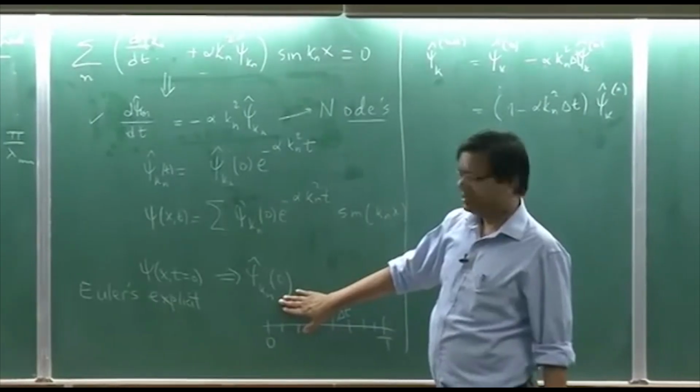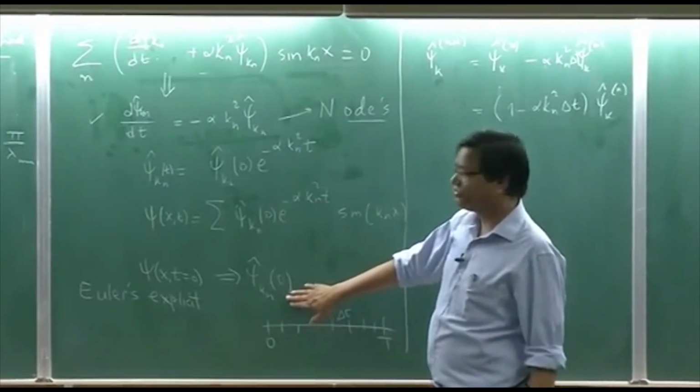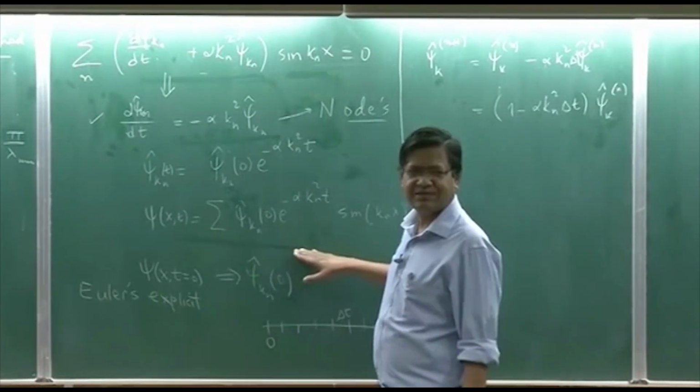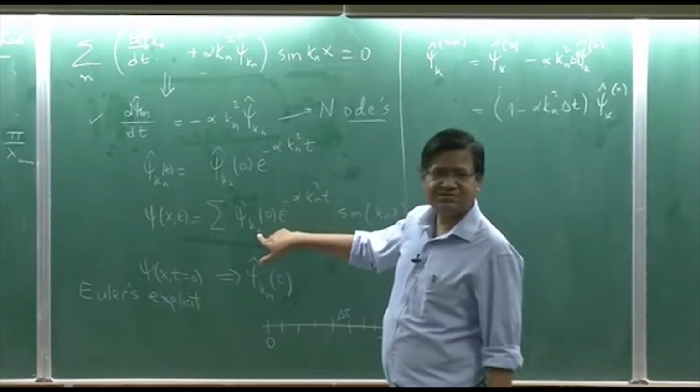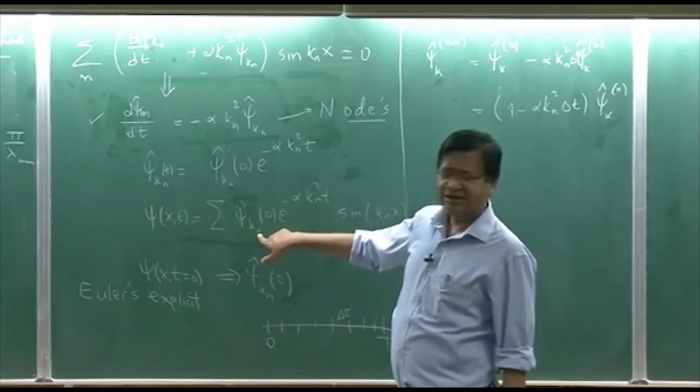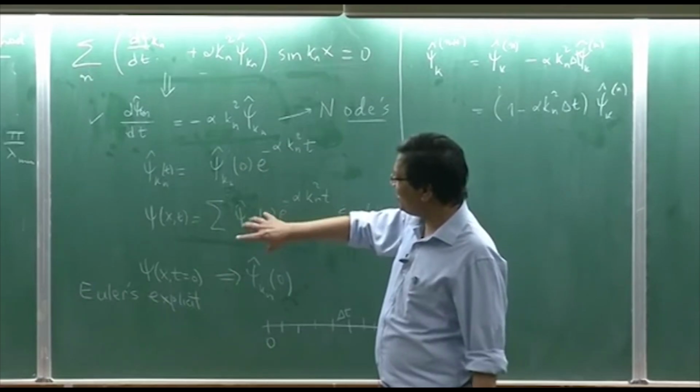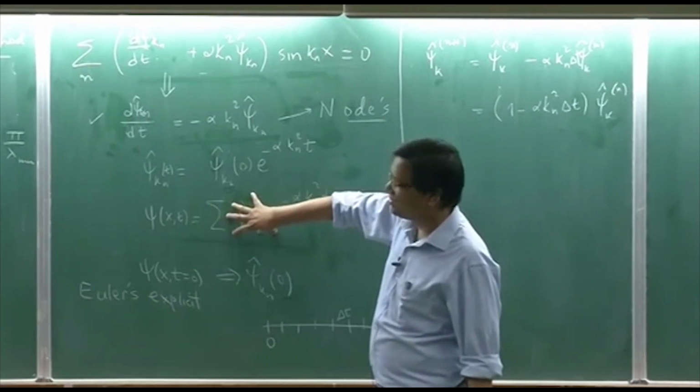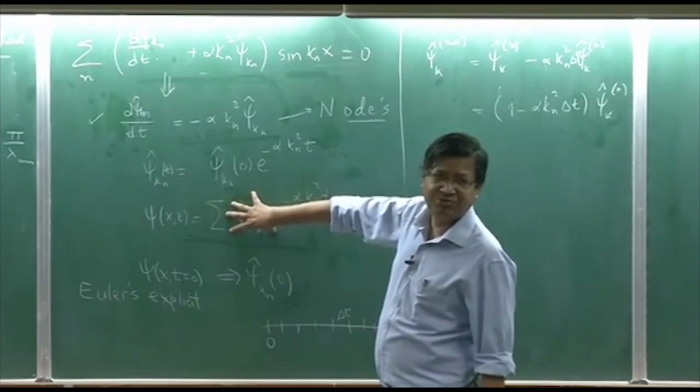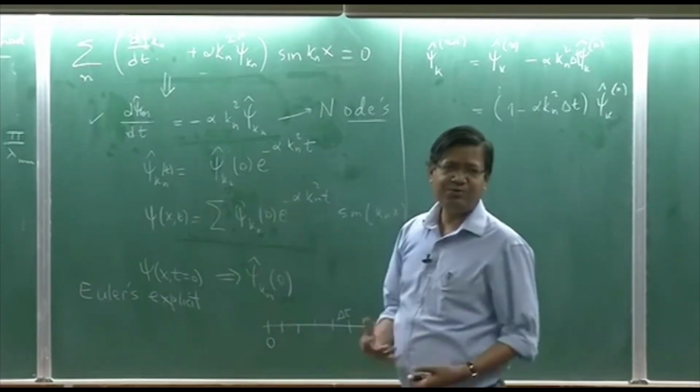Given the initial condition, so this is my solution, but I need to compute this, right? Now this is my temperature in Fourier space at t equal to 0, and how do I compute it? How do I find it?